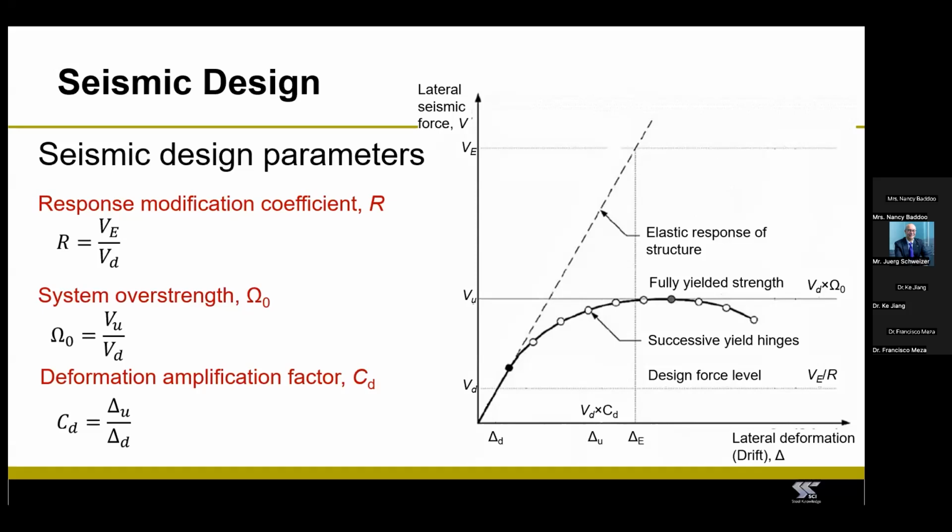We also have the system overstrength parameter, omega sub 0, which is used to account for the additional strength beyond the design strength that the structure is able to provide before becoming a mechanism. So this parameter is used to calculate the forces that the non-dissipative elements have to be able to resist to ensure that they remain elastic during the earthquake. The last parameter is the deformation amplification factor, which is given by C sub D. And this parameter is used to calculate the inelastic story drift of the structure that is expected during the earthquake.